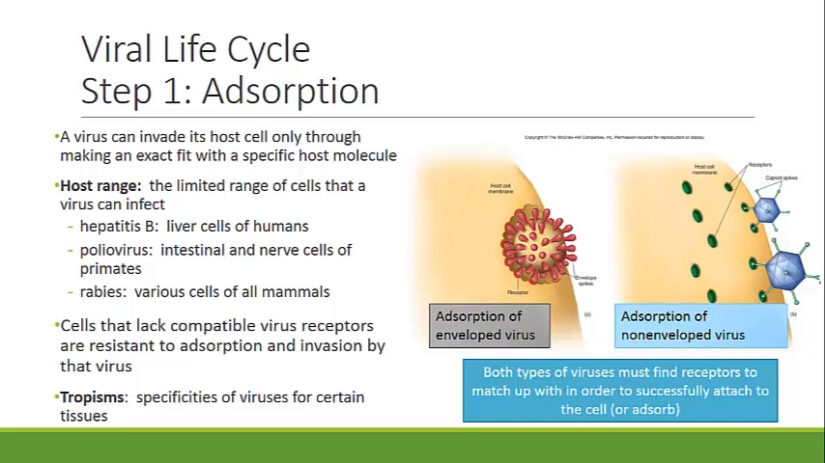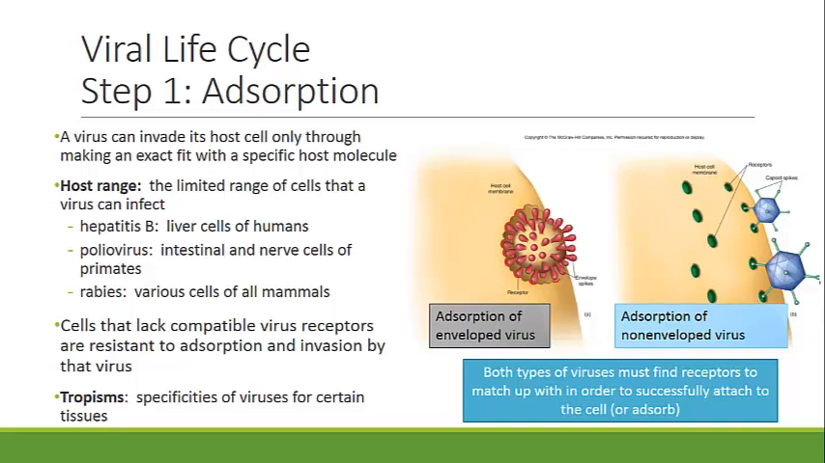Now, the host range is the limited range of cells that a virus can infect. Depending on the virus is going to depend on what type of cells it can infect. For example, hepatitis B virus is going to infect the liver cells of humans. The hepatitis B virus has receptors on its surface that only match up with the receptor cells of hepatocytes or liver cells. Cells that lack compatible virus receptors are resistant to adsorption and invasion by that virus.